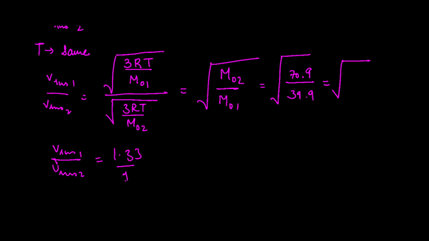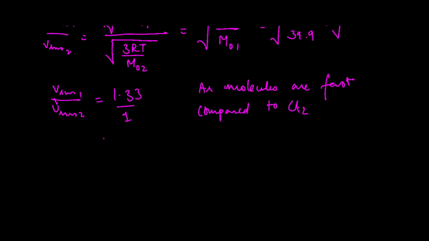It's meaning here that argon molecules are fast compared to chlorine, right? Now why is that happening? Let me tell you. Let's try to get some meaning out of it. The reason is Cl2 molecules, their molar mass is close to 71. On the other hand, argon, its molecules have molar mass close to 40.